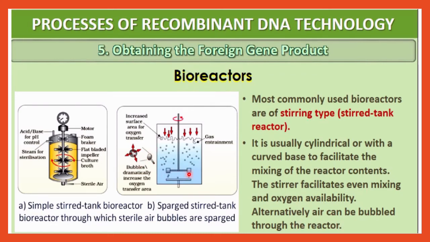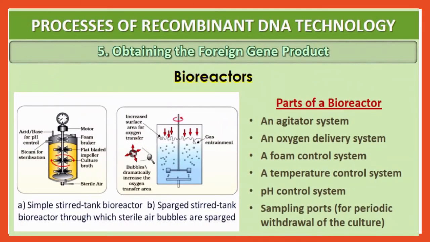In presence of oxygen only this all product can be formed. So these are the two kinds of bioreactor: simple stirred tank bioreactor or sparged stirred tank bioreactor, through which sterile air is passed. Here in this slide you can see a list of parts of a bioreactor. First is the agitator system, required for the uniform mixing of bioreactor components, then the oxygen delivery system, that is the sparger system, then the foam control system, then the temperature control system.